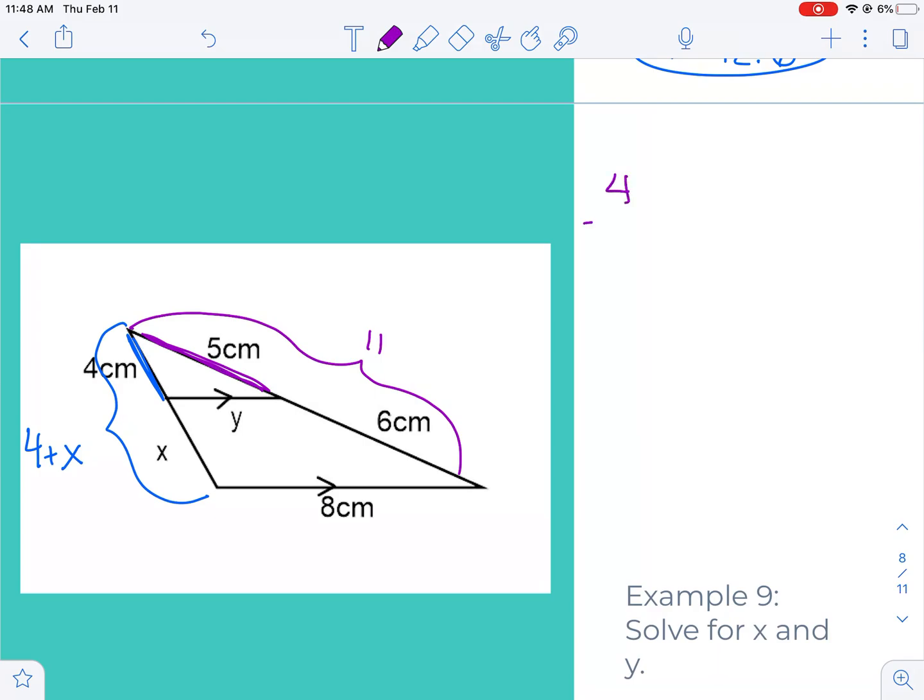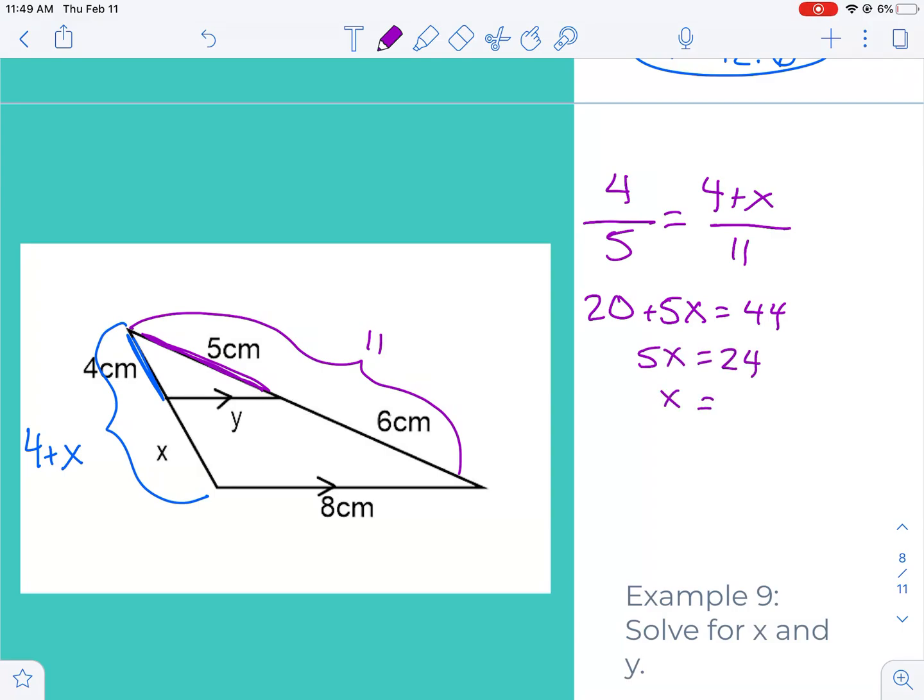So I can do 4 to 5 equals 4 plus x to 11, and then I can cross multiply and get 20 plus 5x equals 44, which means 5x equals 24, which means x is 4.8. Similar idea with y. 4 to y has to equal the same thing as 4 plus x, which we just said was 4.8, to 8.